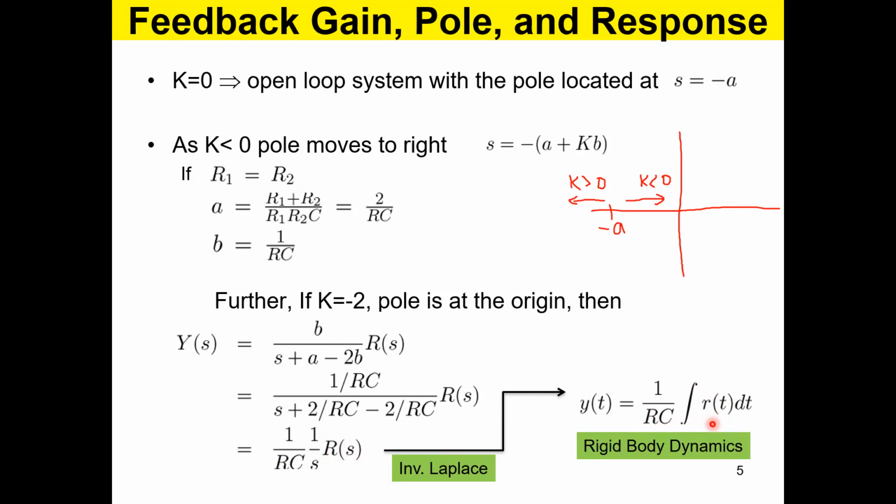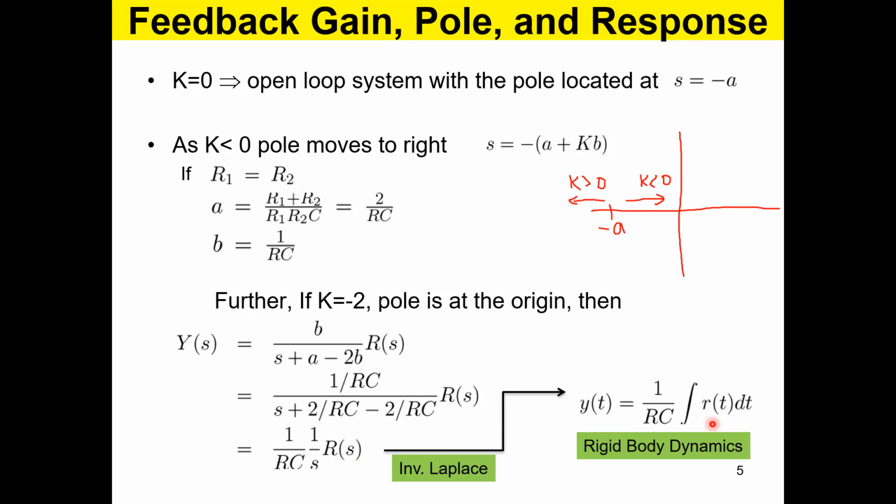It may not be what you want, right? But this is basically an exercise for us to figure out, if we play with this gain k, what are the possible outcomes. So there's a name given to this kind of response in plants. It is called rigid body dynamics. So everything is actually accumulated and produced as an output. It's just like a rigid body.